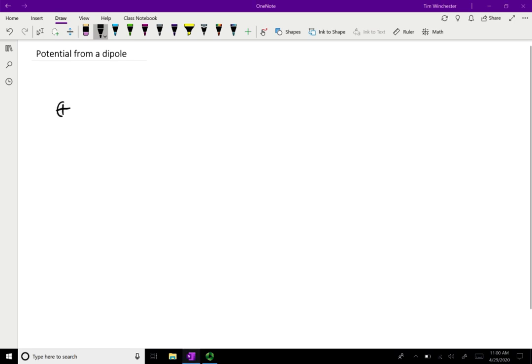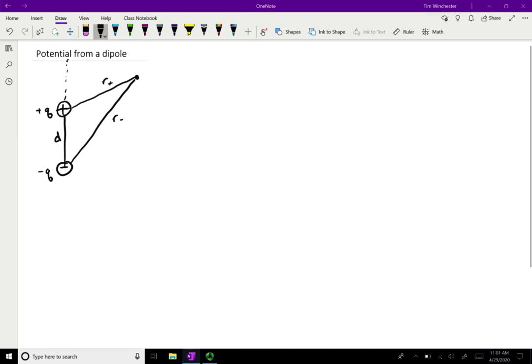Recall that a dipole consists of two electric charges, one that has positive Q and one that has negative Q, and they're a distance d apart. This is just the general structure of a dipole. What I'm going to do is calculate the potential at some distance away, some position in space. It's going to be a distance r plus from the plus charge and r minus from the negative charge, like this.